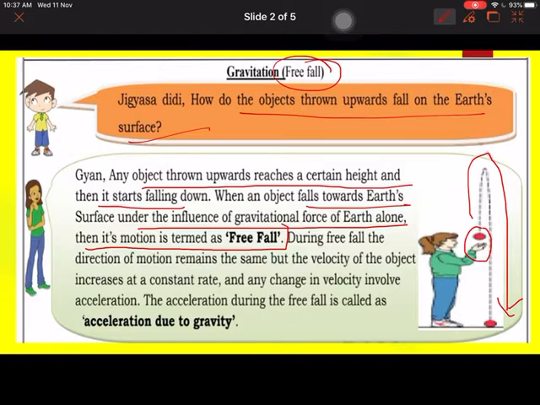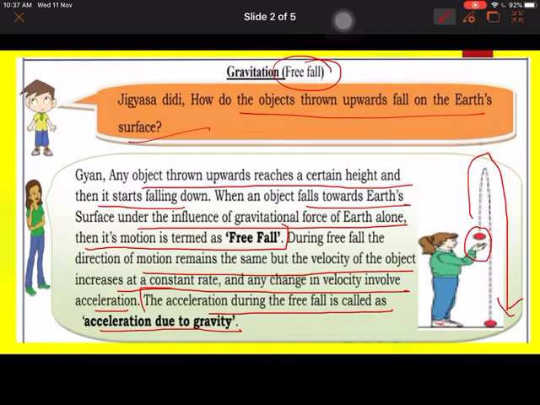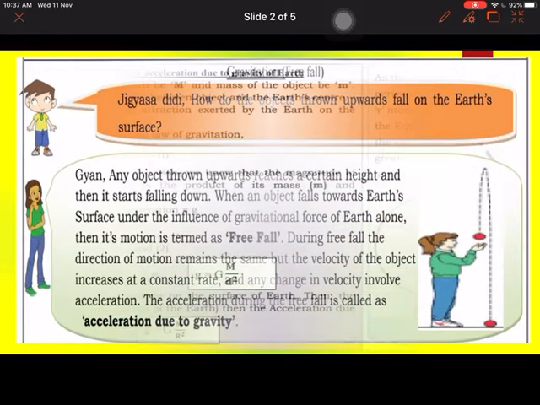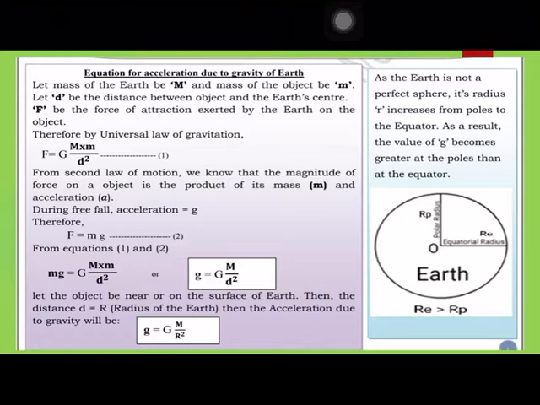Now during the free fall, the direction of motion remains the same, but the velocity of the object increases at a constant rate. Any change in velocity involves acceleration, and this acceleration during the free fall is called acceleration due to gravity. This is also important. Next is the equation for acceleration due to gravity of Earth.